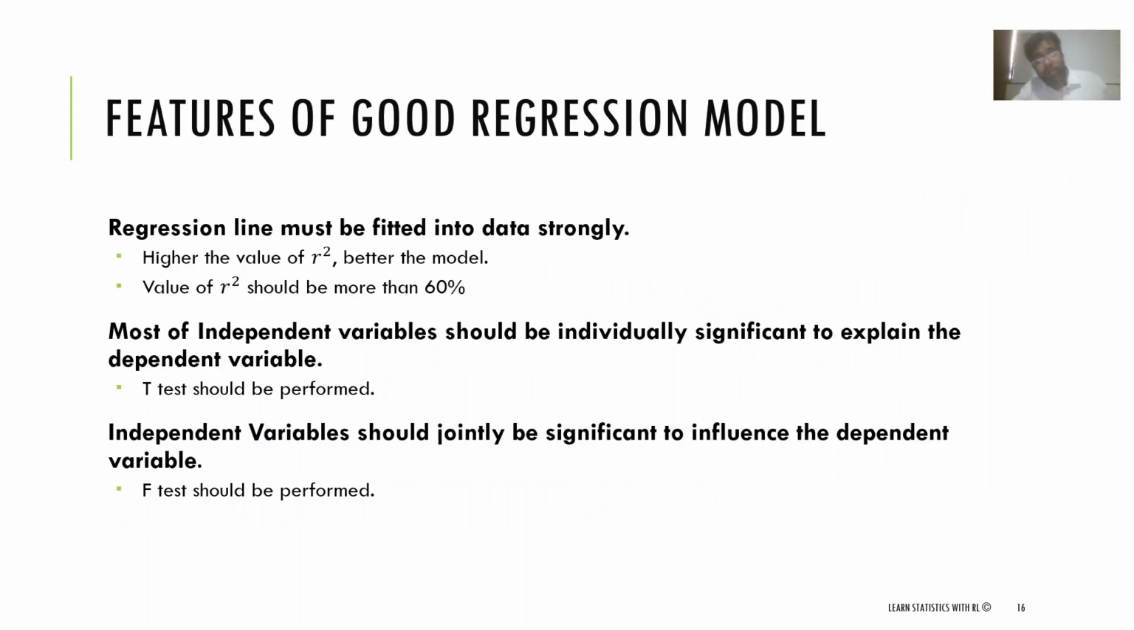Yes, this is again important. You can note this down. What are the good features of a good regression model? The first thing, the higher the value of R square, the better the model. Moreover, R square should be more than 60% in cross-sectional data. Your significant X variables should have a t-test performed and they should give a significant result. All the variables jointly should have an F test applied and they should also be significant there.